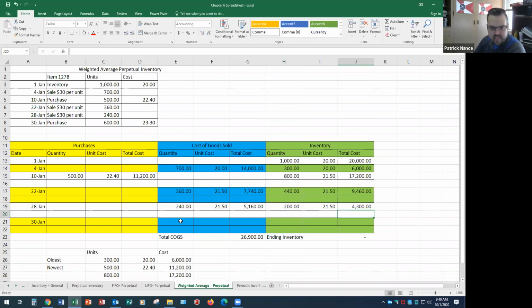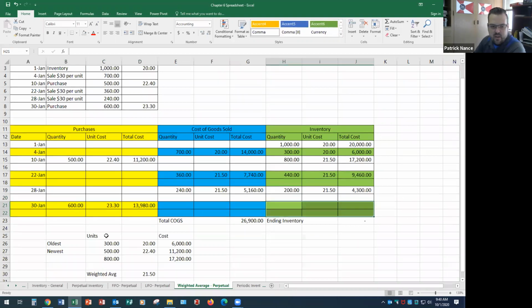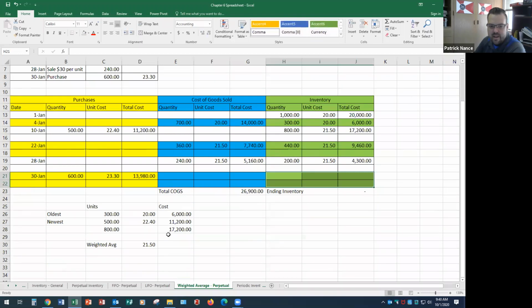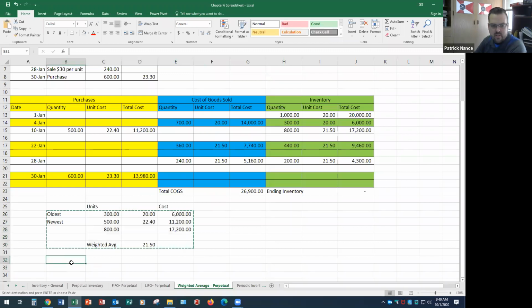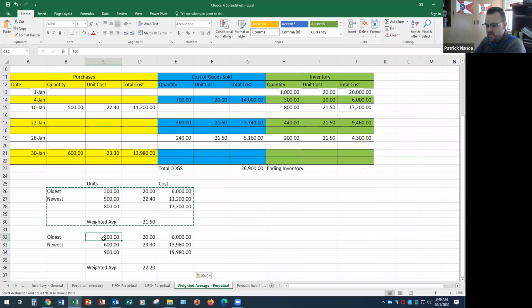4,300. Now, my last purchase, January 30th, I purchased 600 units at $23.30 per unit for a total cost of $13,980. Now, I don't want to have two layers because I'm running a weighted average instead, so I need to go back down here and do what I did before and run a weighted average. Just copy this to make sure I don't have to type so much. So my new one is based on, I have 200 units at $21.50 each, and I have 600 units at $23.30 each.